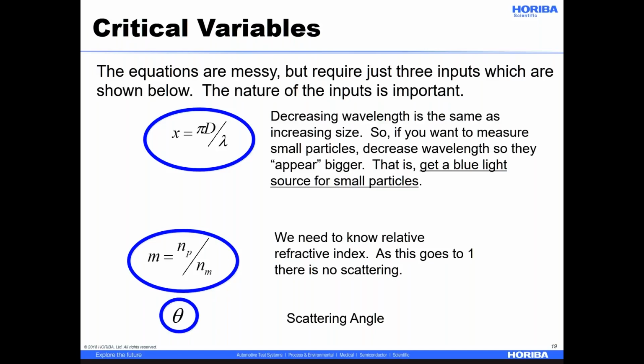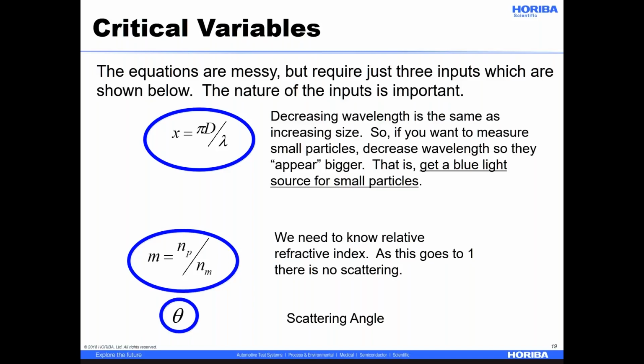And you'll see this implemented in instruments. So if you look at the LA 960, which gets us to the smallest particle sizes, you're using a blue light source for the smallest particles in addition to a red light source. We do need to know relative refractive index, and that's the ratio of the refractive index of the particle to refractive index of the scattering matrix.